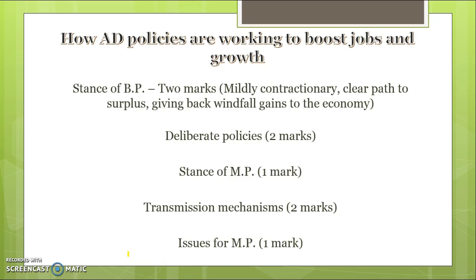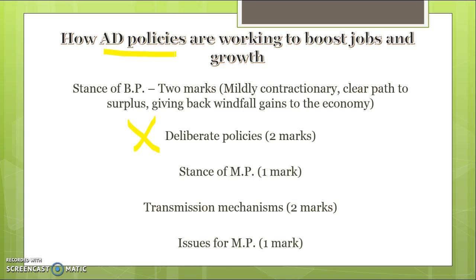If you get a general question like last year's budget that asks you how demand policies are working to boost jobs and growth, here's the approach that I want you to take. It's important that you don't just jump straight into deliberate policies. If it is an 8-mark question about how aggregate demand policies are boosting jobs and growth, firstly, it's got to be budgetary and monetary. And secondly, do not talk about supply side policies. You should not have anywhere in your answer anything about education or infrastructure. You can focus on the demand side of it, but don't talk about the supply side. It should be focused on the main demand policies.